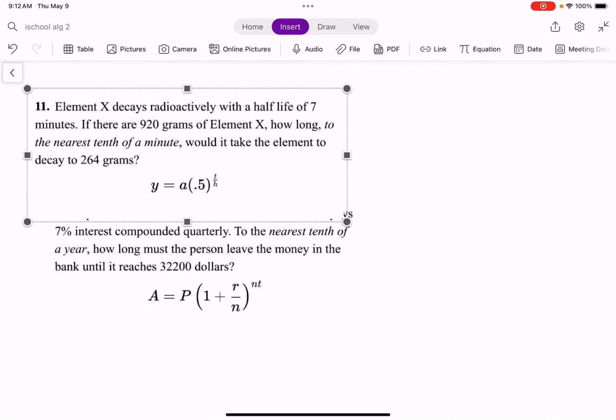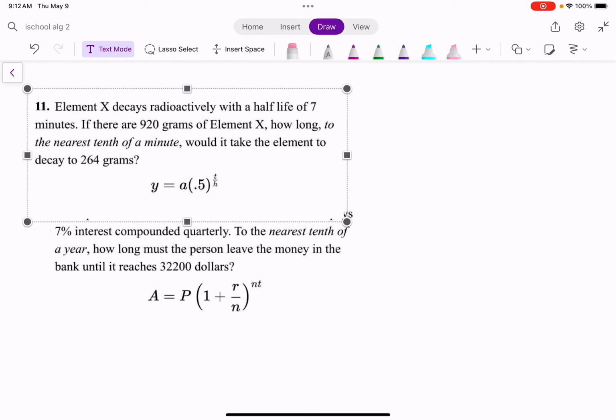Okay, so now we're gonna basically do the same thing but with real life scenarios, okay? So I have two real life scenarios. One kind of relates to chemistry and one relates to finance, okay? So this first question says element X decays radioactively with a half-life of 7 minutes, okay?